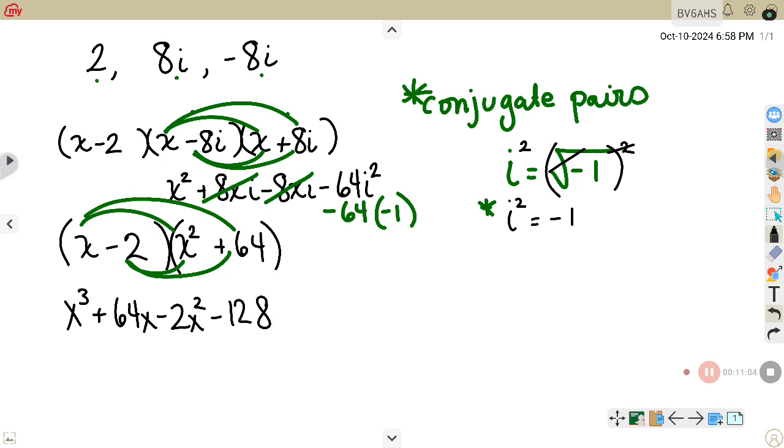Now, this problem doesn't actually have any like terms because nobody has the same exponent, but you do need to write your terms with the exponents in descending order. So I start with my highest exponent, which is x to the third, but then I need to move to the squared. So then I have -2x squared, then the +64x, and then the -128.